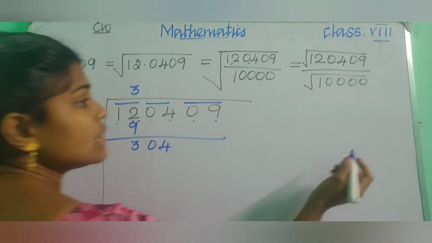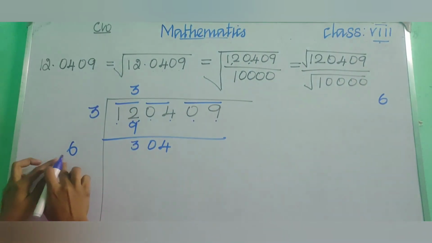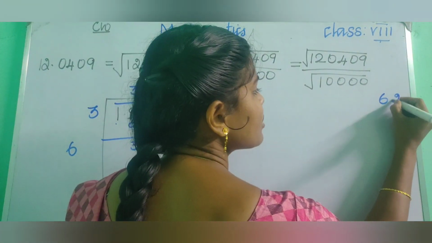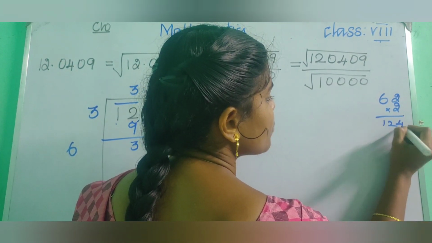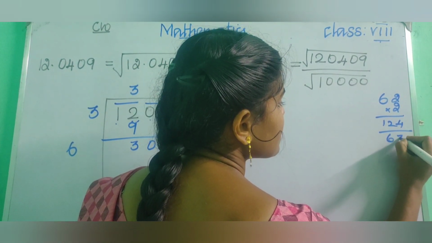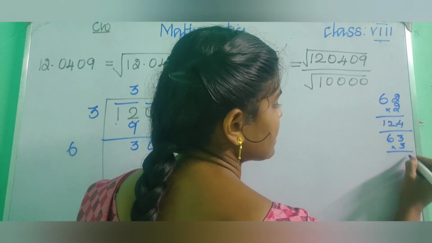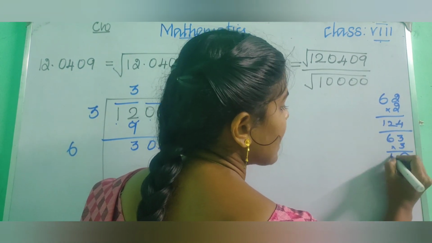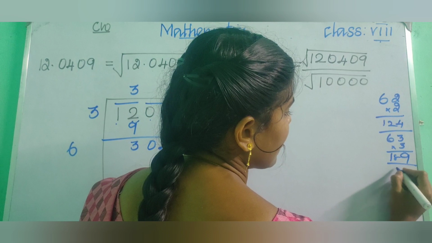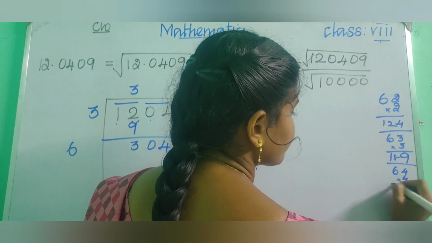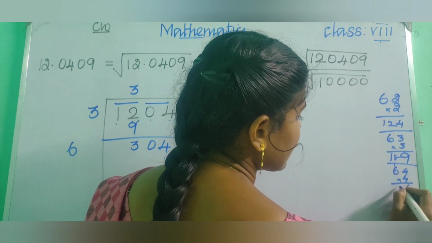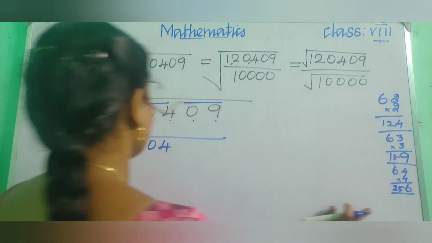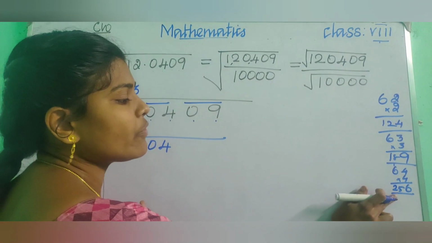Okay, children, now let us check. 6 is here. Now let us check with 2. 2 2s are 4, 6 2s are 12, so 124. Now 3: 3 3s are 9, 3 6s are 18, so 189. Now 4: 4 4s are 16, 4 6s are 24, 25. So now we got 256.